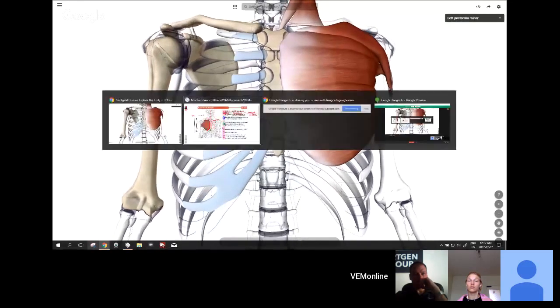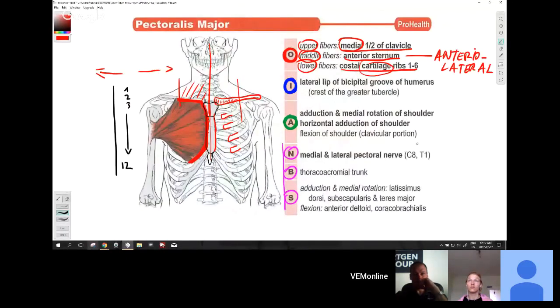Sorry. Let's go back. So that's the origin. That's where the origin is from. It inserts into the lateral lip of the bicipital groove, that we already talked about. So the bicipital groove is that groove that serves as a passage for the biceps tendon, right? So the biceps long head passes right through the bicipital groove.